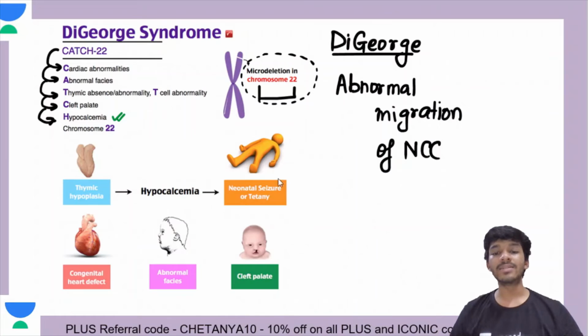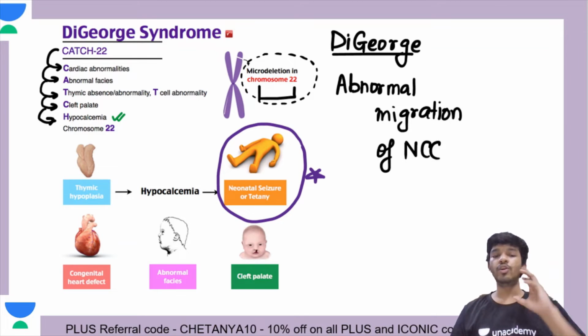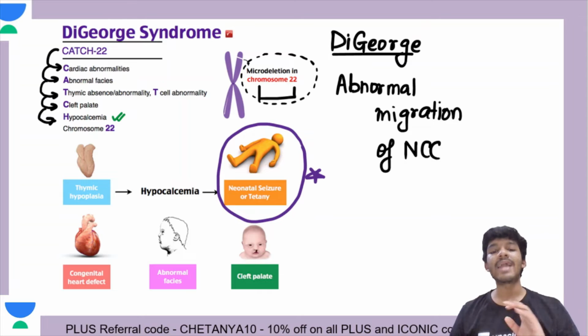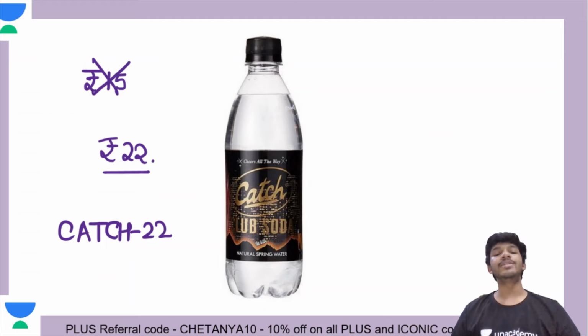How I remember it is that there is going to be neonatal seizure or tetany. Now, what are the other things that can happen? You can have a cleft palate, again related to your facial development, and you have thymic aplasia. That is how you correlate DiGeorge syndrome, which is at the heart of embryology and a defect of the neural crest cells. The mnemonic for that is catch 22, a very beautiful mnemonic to remember everything. That's the visual I want you to create in your head.